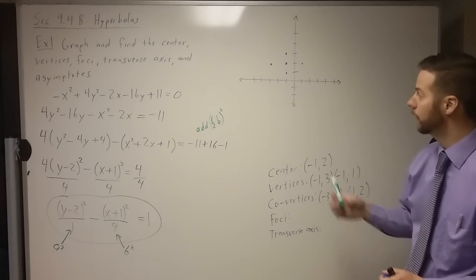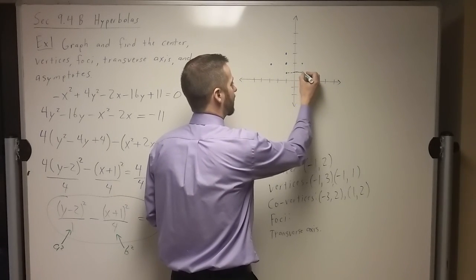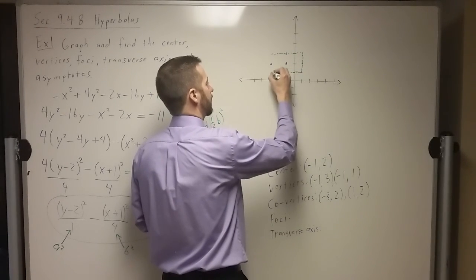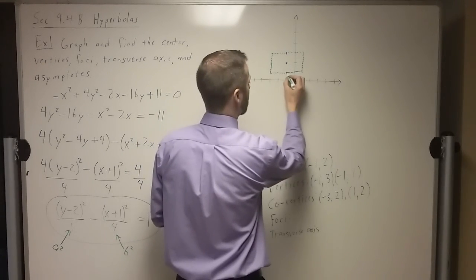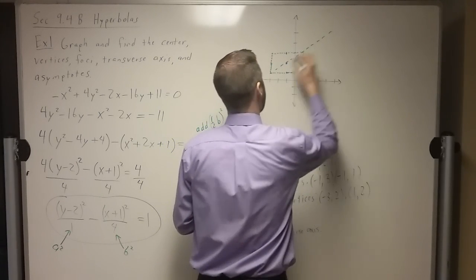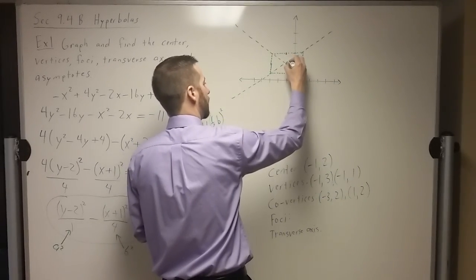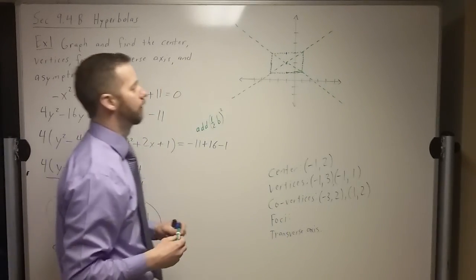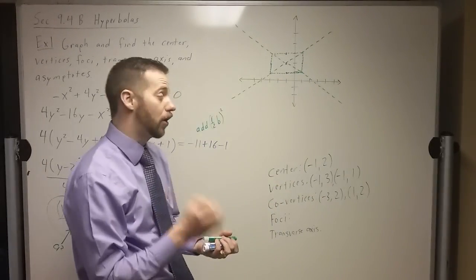Now from here, this is where we made this little box to help graph these. So I'm going to do a rectangle that goes through the vertices and co-vertices. This technically isn't part of the hyperbola. This is here to help us graph the hyperbola. And then I'm going to make a dotted line through each diagonal of this. So we've got a diagonal going through each of the vertices of the rectangle. And so we've basically got that one and that one. And then this is really enough to draw in the hyperbola at this point.